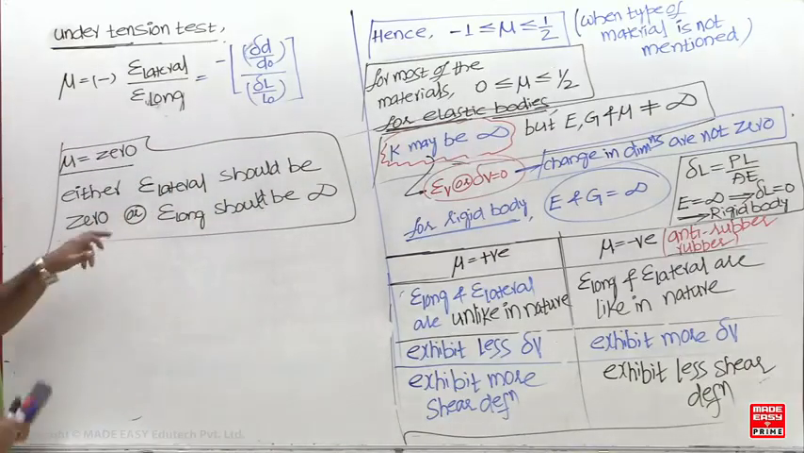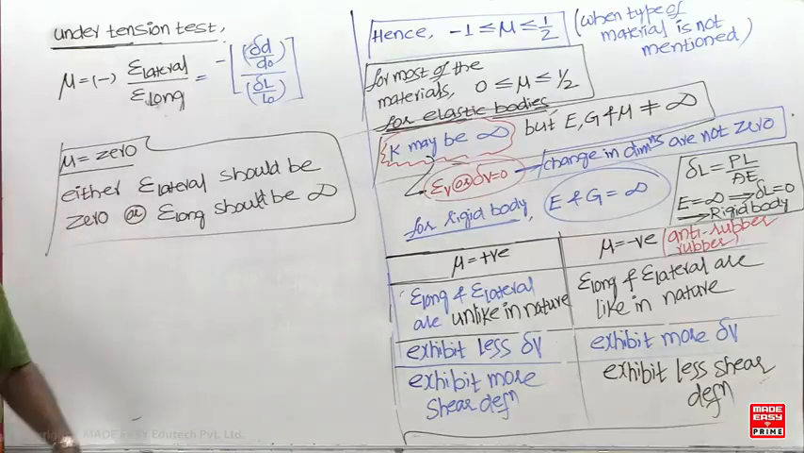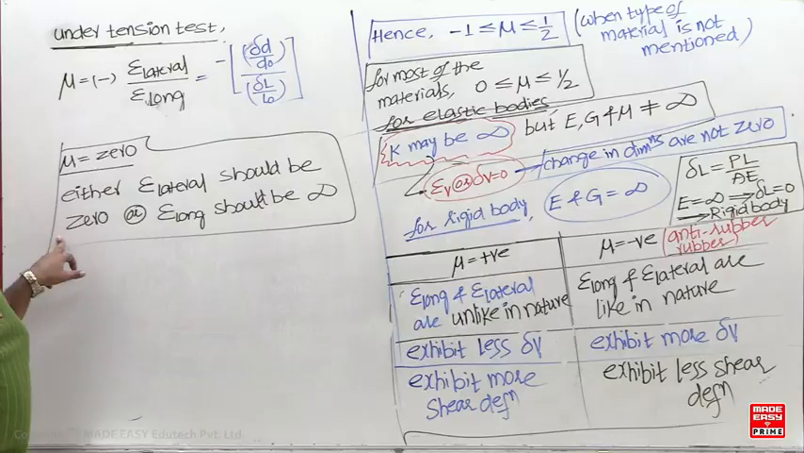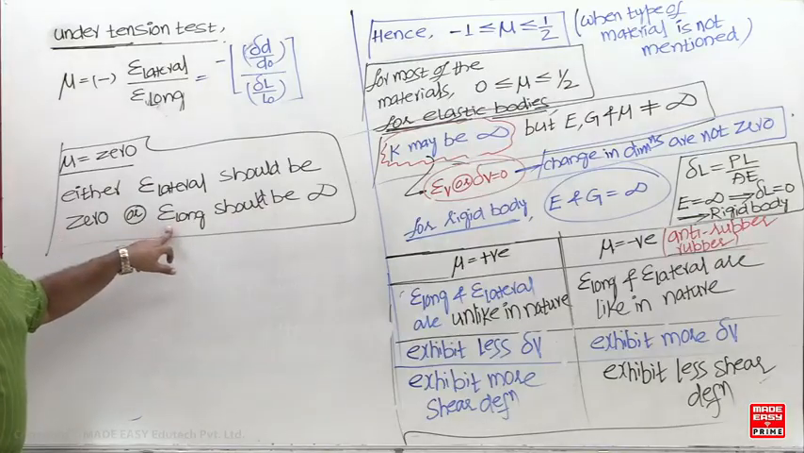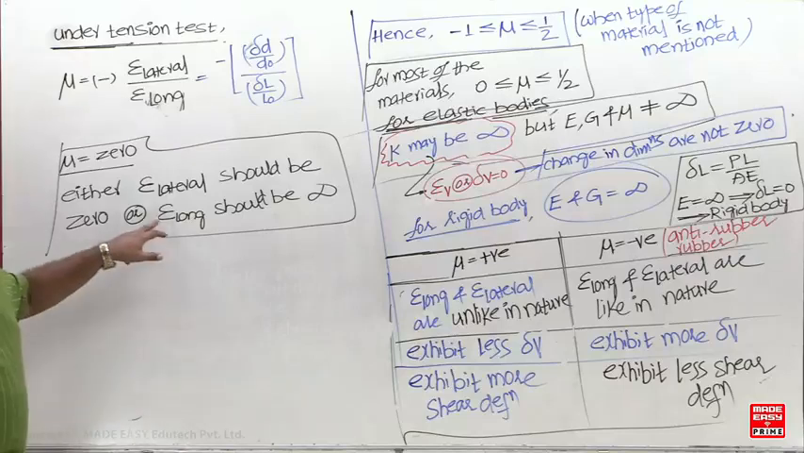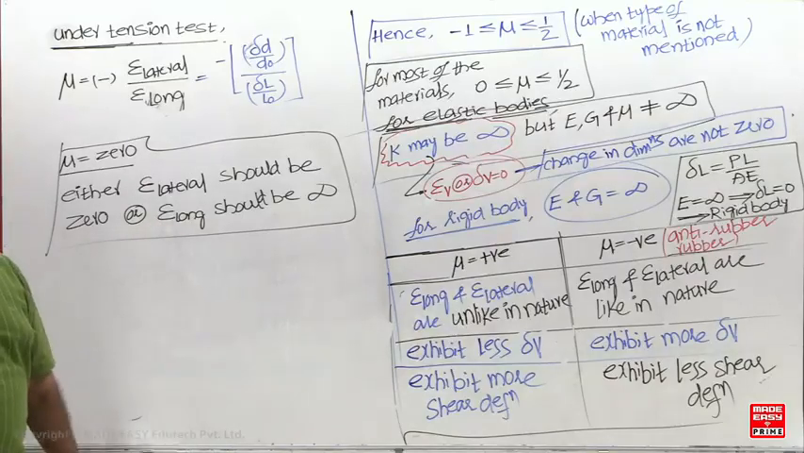Mu is 0 means either lateral strain should be 0 or longitudinal strain should be infinity. But there is no option of lateral strain 0. Then you go directly to the option: longitudinal strain should be infinity should be considered now.